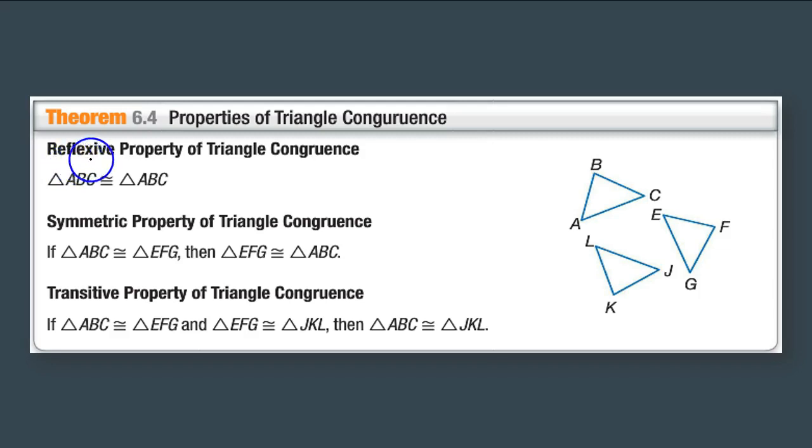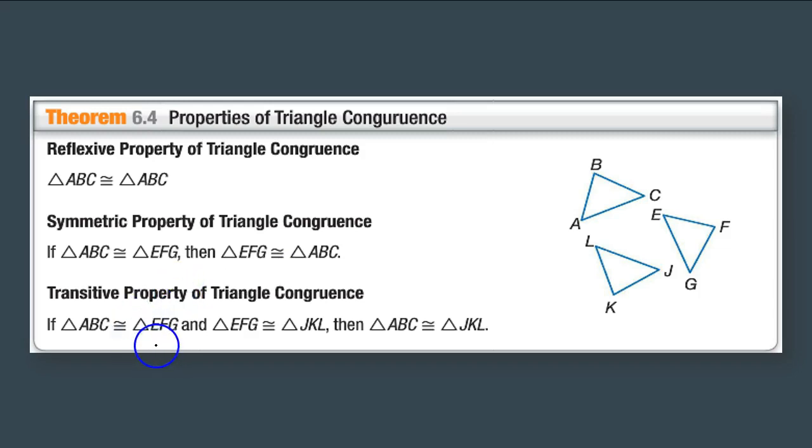So we have the reflexive property of triangle congruence. Triangle ABC is congruent to itself, triangle ABC. Then the symmetric property of triangle congruence: if triangle ABC is congruent to triangle EFG, then we know that triangle EFG is congruent to triangle ABC. Notice all that happened was they flopped sides from where they were.